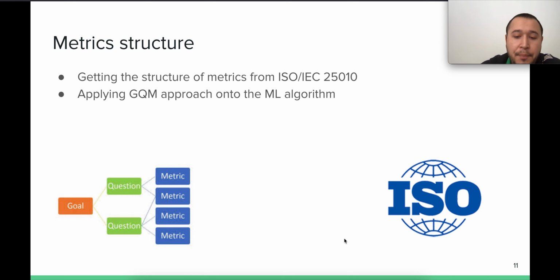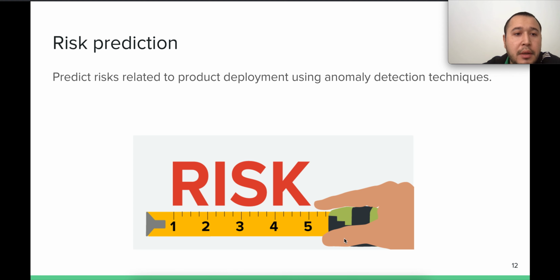Okay, great. So I hope that we're doing great. Let's move on to the final stage, which is risk prediction. Of course, whenever we think of product deployment or product development, we have to think about risks that may appear during the development or during the deployment, right? So we suggest using anomaly detection techniques in order to identify the risks.